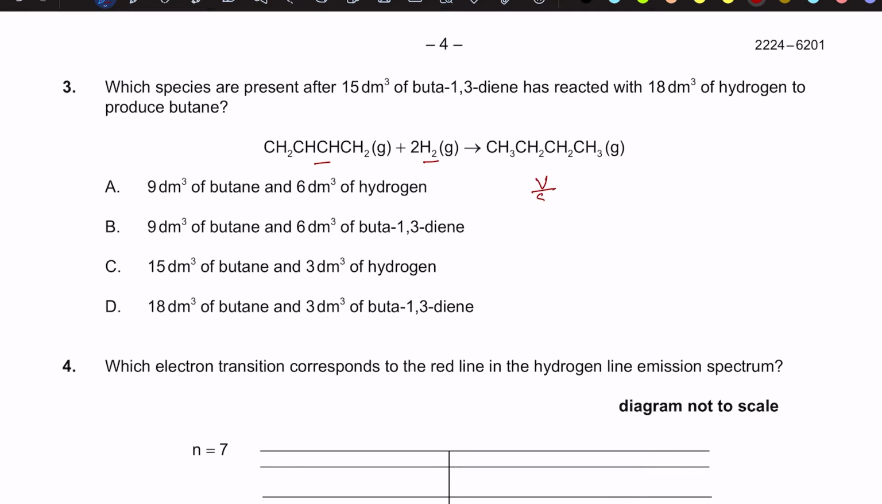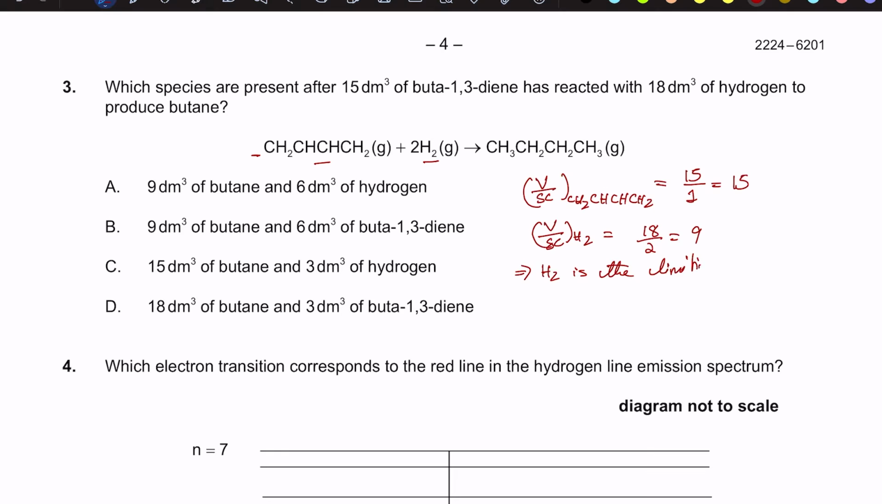So V by SC of butadiene, CH2, CH, CH, CH2, this will be 15, the volume. The stoichiometric coefficient of butadiene is 1, so this is 15. And if I find the V by SC of H2, this will be 18 divided by 2, which is 9. So V by SC of H2 is smaller than the V by SC of butadiene. From here, I can say that H2 is our limiting reactant.